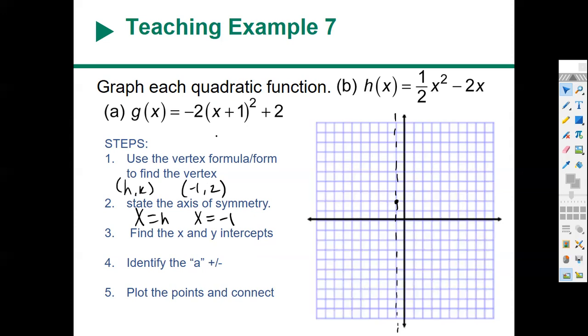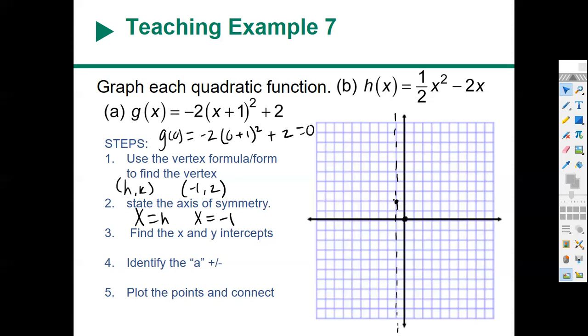Cool? Okay, so when I substitute in 0 here, I have g of 0 equals -2 times 0 plus 1 squared plus 2. And that's going to give me 0. Because -2 plus 2 is 0. So that's my y-intercept, and so happens to also be an x-intercept. If you're at the origin, it counts as both, right? Counts as your x and your y.